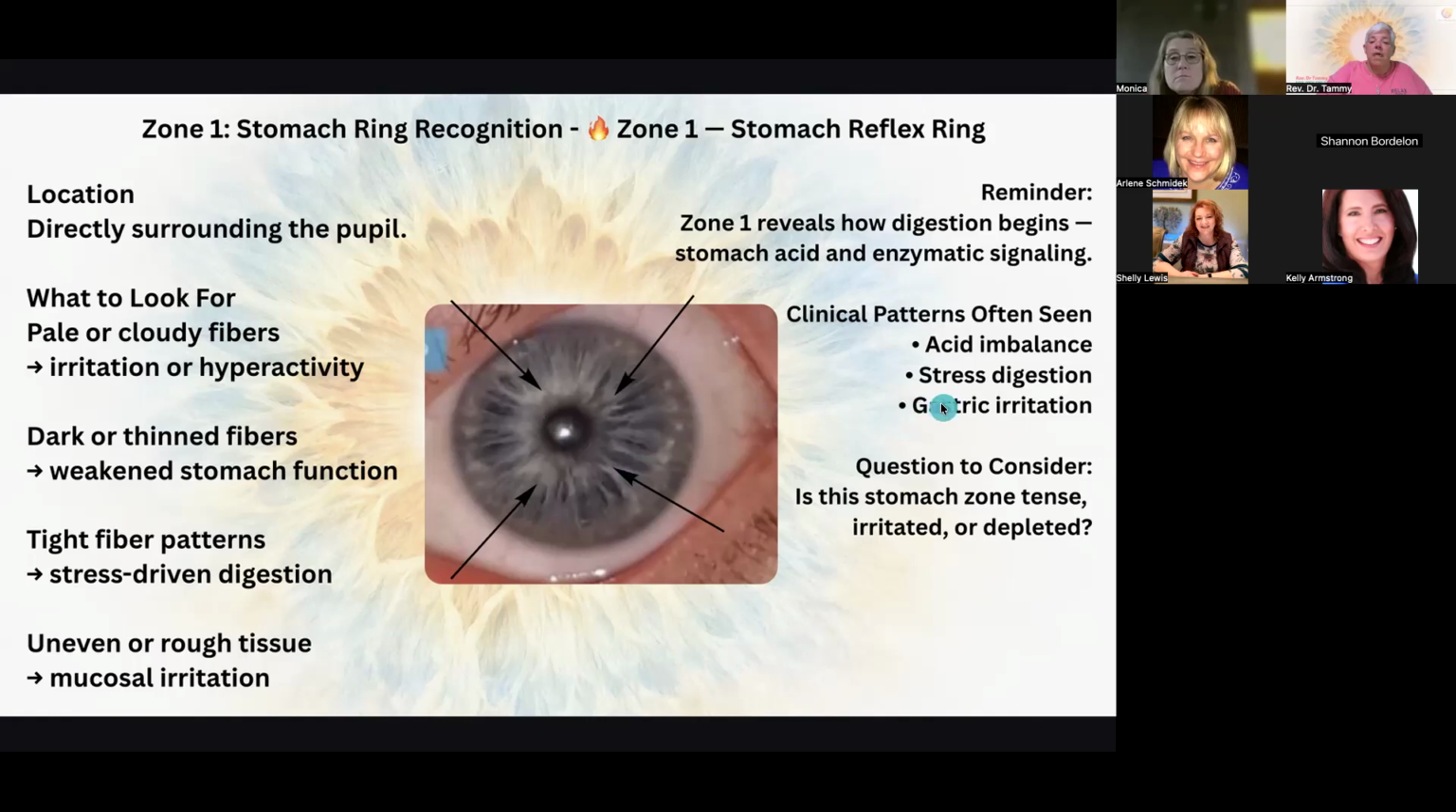This person is not. And they might need more enzymes. That's another indicator, if you see this dark and then you see light, you see mixed, and you clearly don't see just white all the way around. That's stomach acid, but enzyme issues. This person is probably lacking in some enzymes. So you want to see, is there acid imbalance, stress digestion, gastric irritation? This has got some acid imbalance, the white. This clearly has got some gastric irritation because it's coming off into the bowel area too. So is the stomach zone tense, irritated, or depleted? I would say all of the above. This person is all of the above.